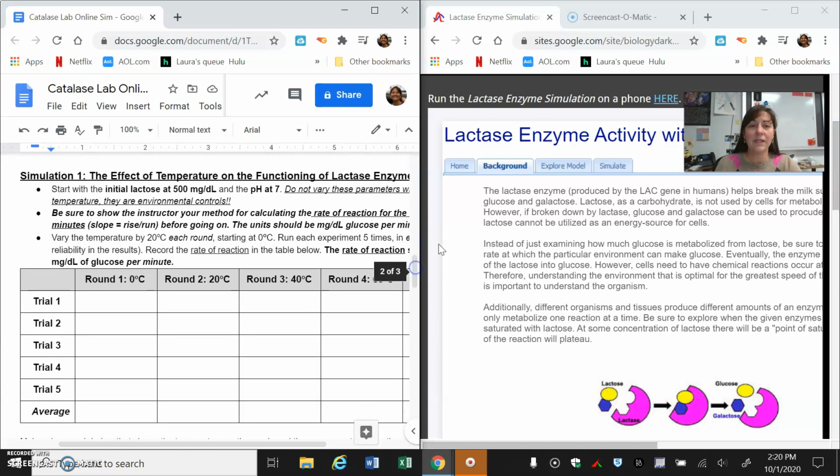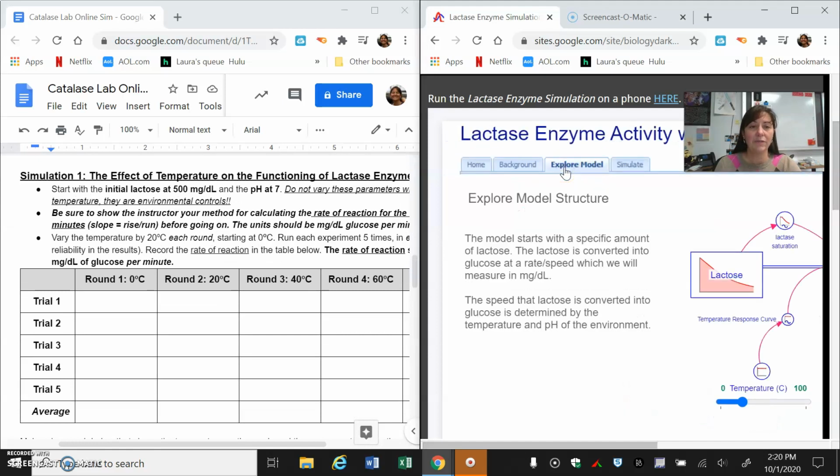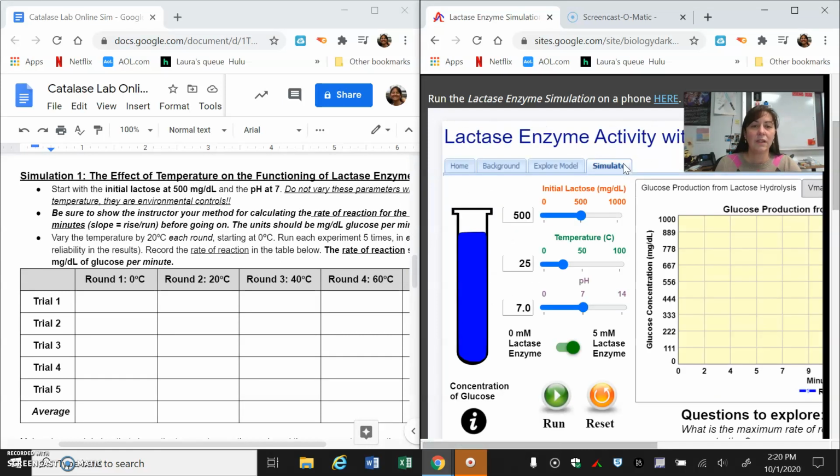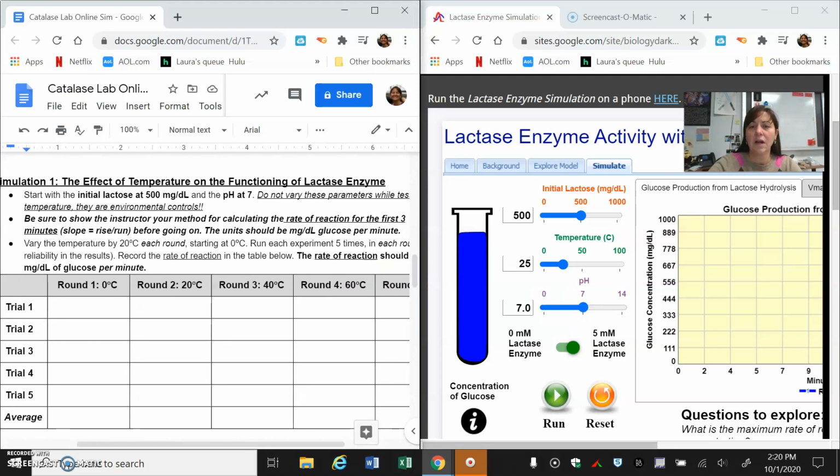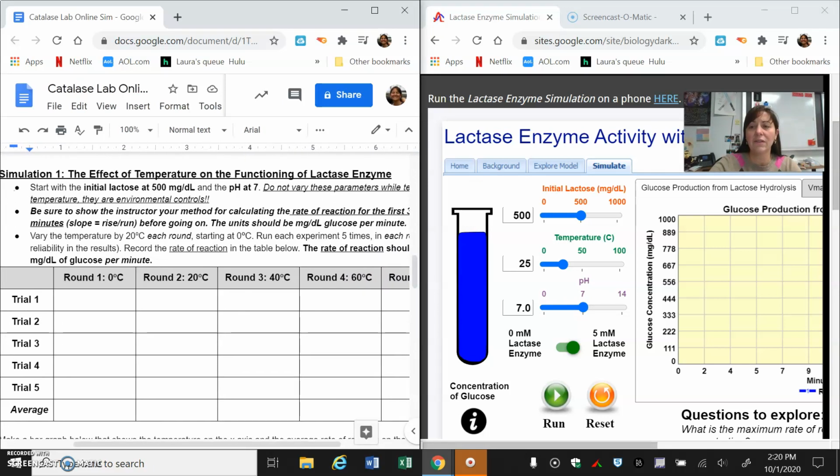All right, so now we get to the simulation, and this is where I think people might have some trouble. So you're going to hit explore, or I'm sorry, simulate. And so now if you read the directions here, it says start with an initial lactose at 500 milligrams per deciliter and a pH of 7. Okay, so I've got 500 already set, pH of 7 already set. Do not vary these parameters while testing for temperature. They are the environmental controls.